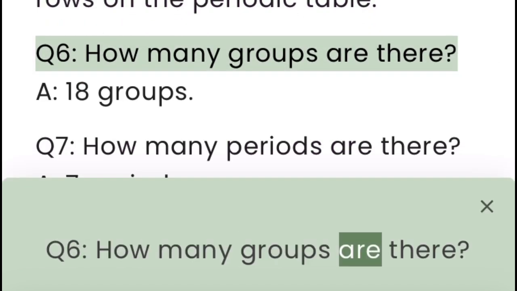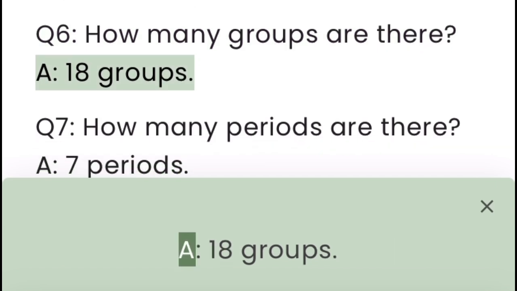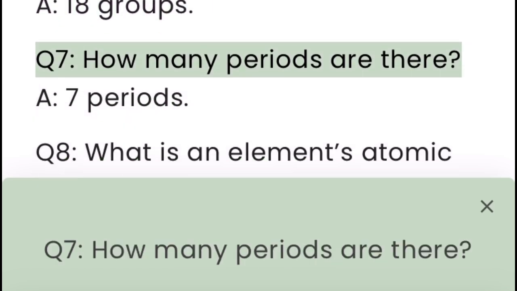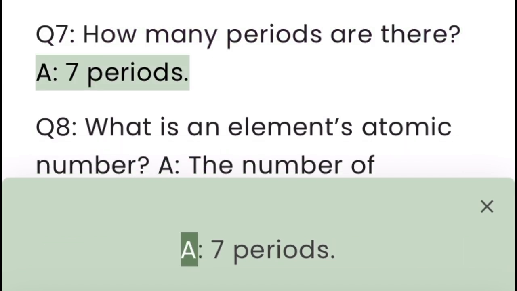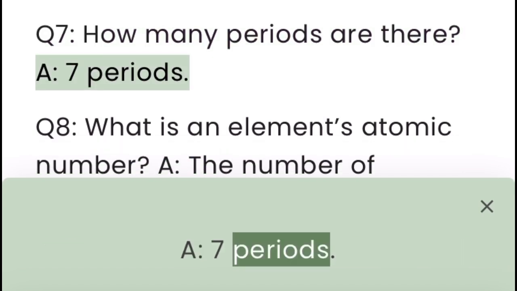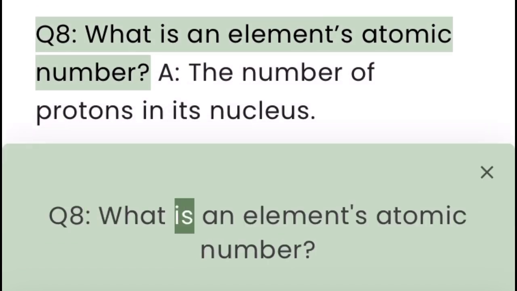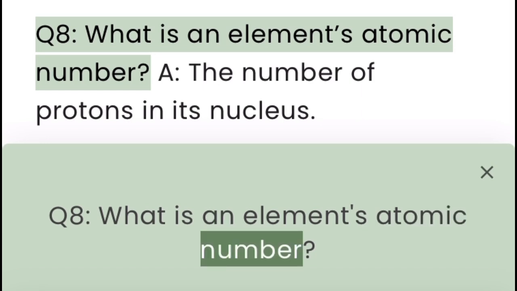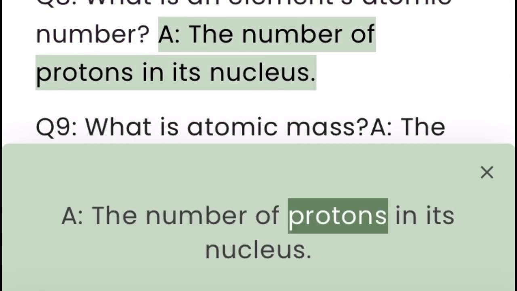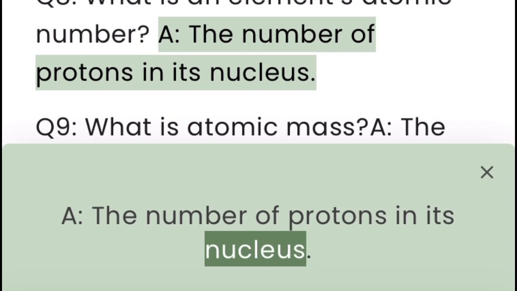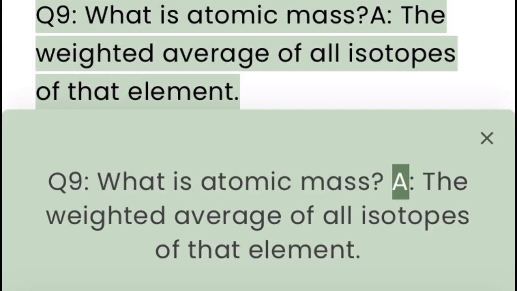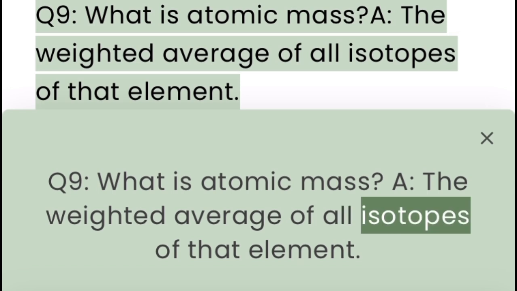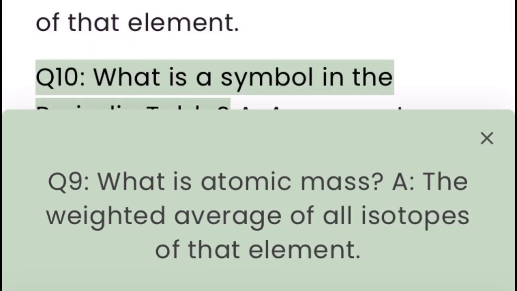Q6. How many groups are there? A. 18 groups. Q7. How many periods are there? A. 7 periods. Q8. What is an element's atomic number? A. The number of protons in its nucleus. Q9. What is atomic mass? A. The weighted average of all isotopes of that element.